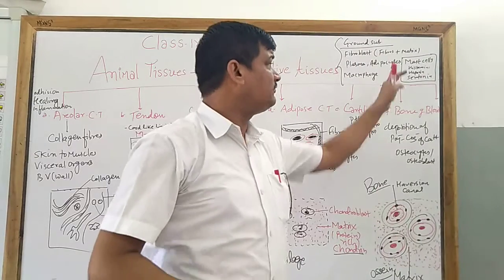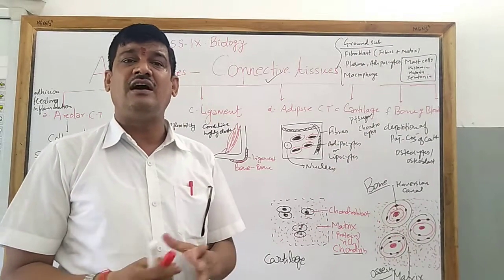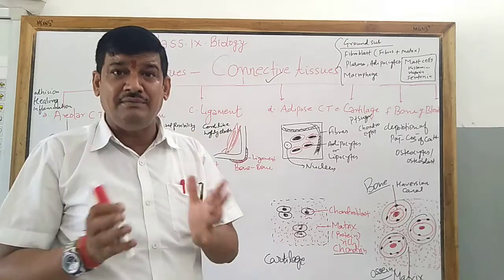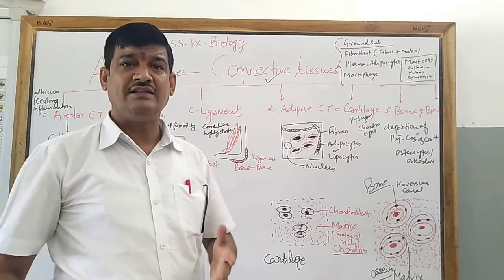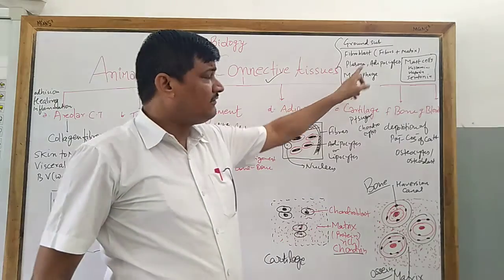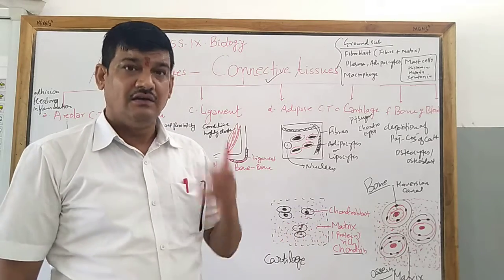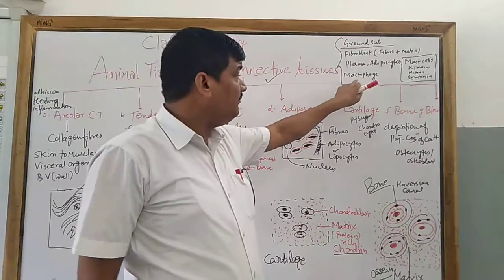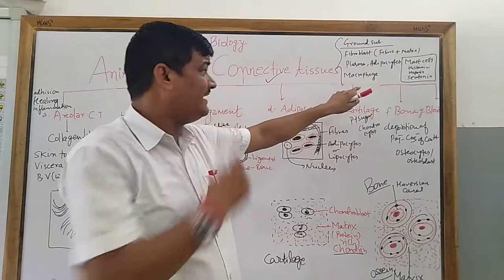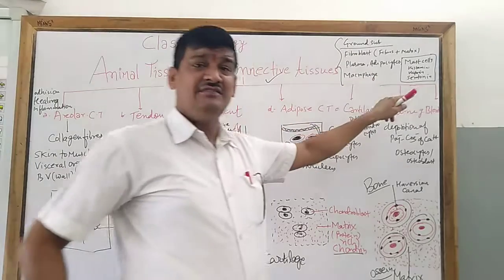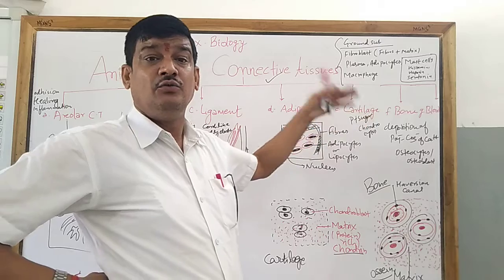What are adipocytes? Adipocytes are the fat forming cells. They make the fat cells. Macrophages are the patrolling police of the body. They help in fighting against the germs which enter your body system.